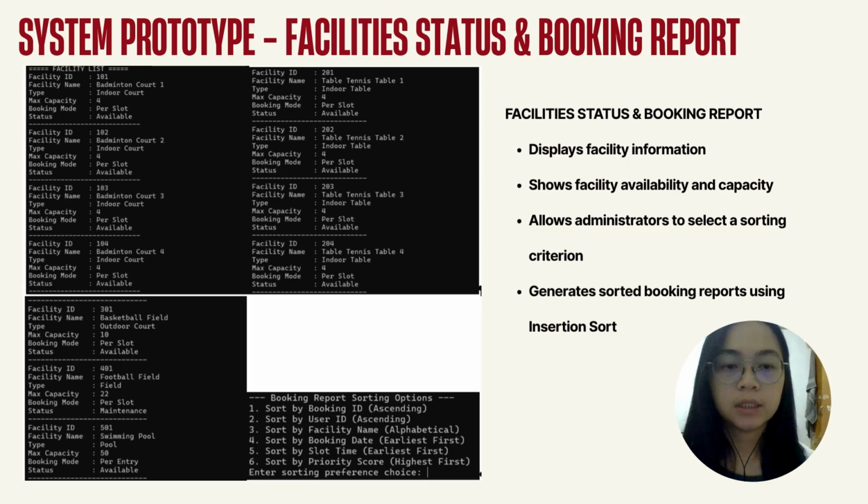This screen displays the facility status and booking report. The upper section shows information for each sport facility, including its ID, name, type, maximum capacity, booking mode, and current availability. The lower section provides the sorting menu, where administrators can choose different sorting criteria such as booking ID, user ID, facility name, booking date, slot time, or priority score. After a sorting option is selected, the system executes the insertion sort algorithm and displays the sorted booking records, making booking information easier to monitor and manage.